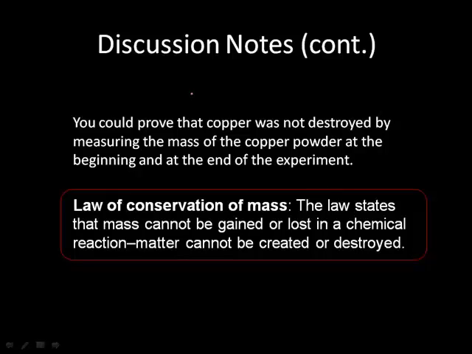From this activity, we could prove that copper was not destroyed by measuring the mass of the copper powder at the beginning and the end of the experiment. So we can look at the masses we had at the beginning of the experiment, and we can look at the mass at the end of the experiment. This would show that copper was not destroyed. However, this doesn't prove what's called the law of conservation of mass. This law of conservation of mass is a law that states that mass cannot be gained or lost in a chemical reaction. Matter cannot be created or destroyed.